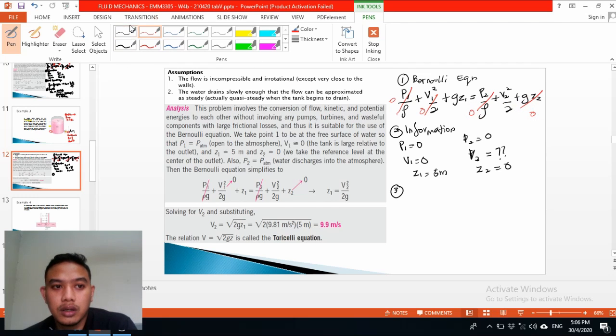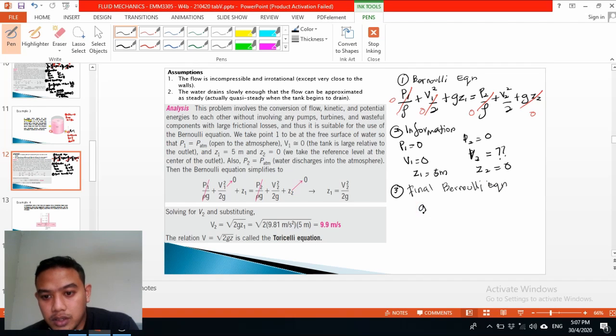So here is your final Bernoulli equation: GZ1 is equal to V2 squared divided by 2. So Z1 is equal to V2 squared divided by 2G. Okay, so step number 4, answer it off, complete the question.